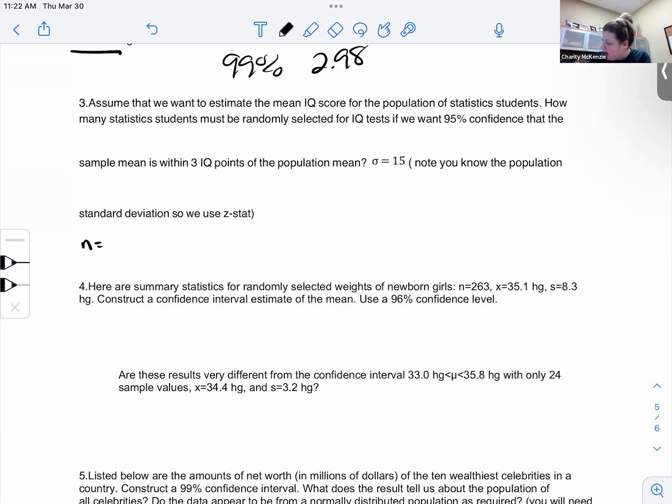N equals the Z two-tailed times your standard deviation divided by your margin of error, squared. Okay, so I have to find all 3 of those. Well, I'm already given the standard deviation. So to find the two-tailed Z at 95, I actually know that it's 1.96, I'm pretty sure, but we can still double check.